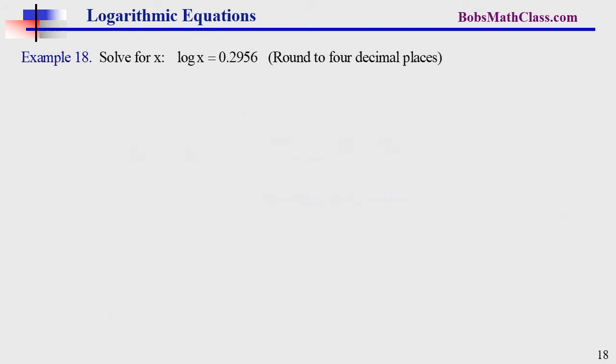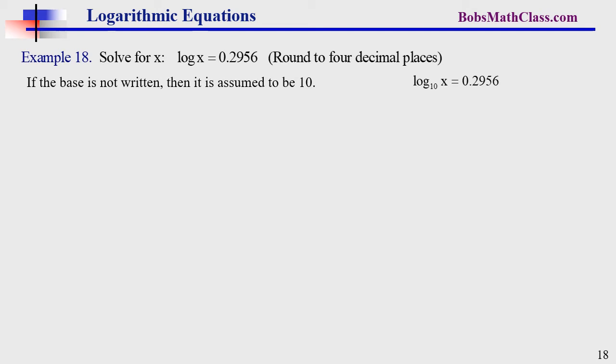All right, here's our next one. Log of x equals 0.2956. So this is a little different. The 0.2956, that's actually the exponent, right? A logarithm is an exponent. So we actually just want to know, what does x give us? Now, it doesn't have the base written, so what is it equal to when the base is not written? It's equal to 10. The base is 10. So this is the log of x base 10 equals 0.2956.